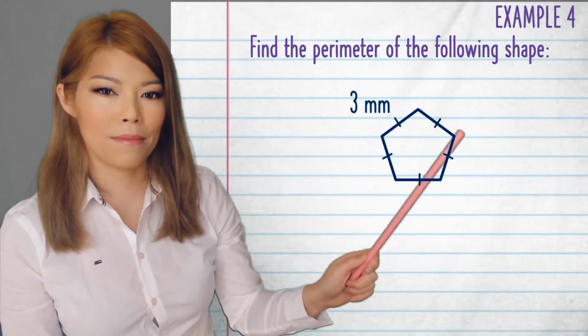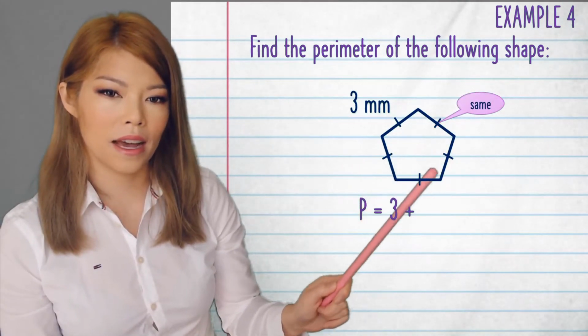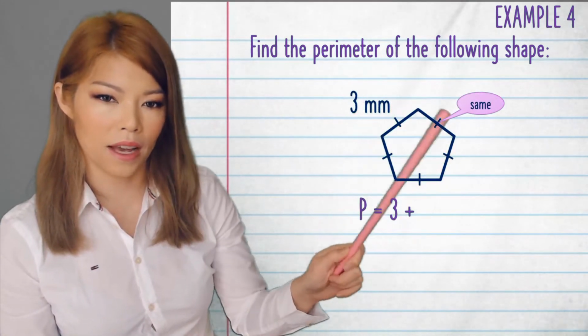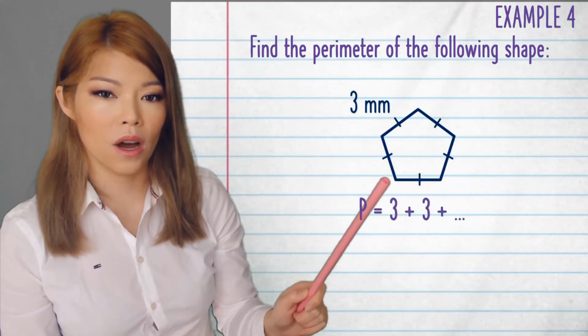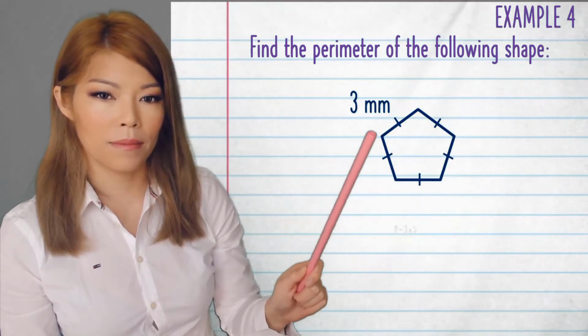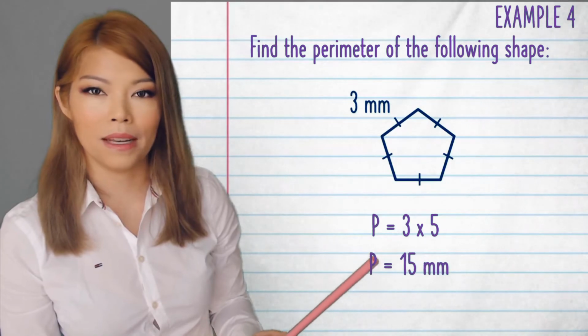One last example. Here we have 3 millimeters, and we notice that the other sides are all the same. It's got 5 sides, so we could sit here and write 3 plus 3, etc., etc., or we can just say 3 times, well, there's 5 of them, so 5. And our answer would be 15 millimeters.